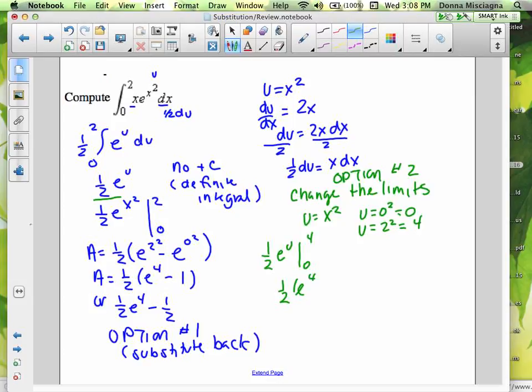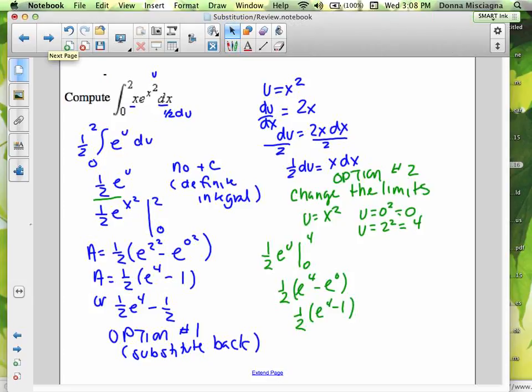So here you can see it's going to be the exact same answer. We would just have 1/2 either leave it as e to the 4th minus 1, or you could distribute. So you'll get the same answer. There's no difference in answer. It's just the steps are a little bit different. It depends on the problem, and depends what you feel like doing. Usually I alternate. I don't always do it the same way.